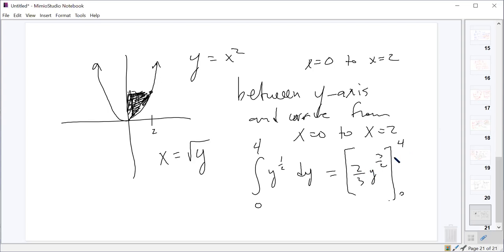And my suggestion is always do the root part first. So the square root of 4 is 2. And then 2 cubed gives you 8. So this becomes 16/3 minus, well, 0 to any power is 0. And you end up with 16/3 as your final answer. Good or no?